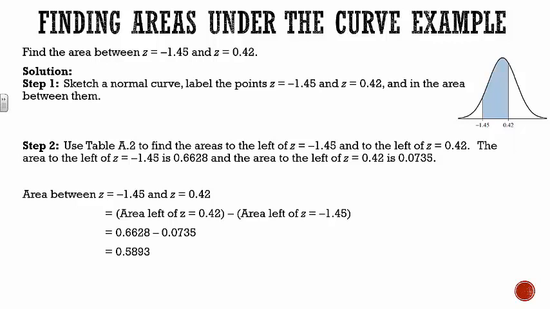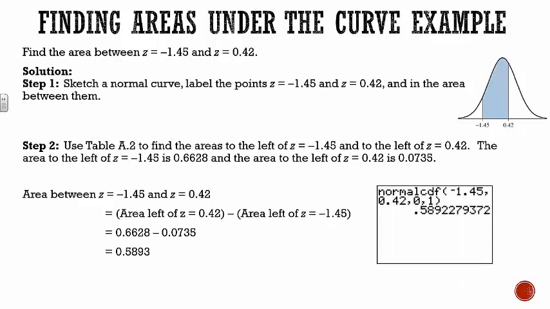Now for me, the calculator is a little bit easier. So what I would do is type in normal CDF, my lower bound, negative 1.45, comma, my upper bound, which is 0.42, comma, mean 0, standard deviation 1, and I get the same answer. Notice that the answer is slightly off. But just keep in mind the calculator is giving you the more accurate answer. So depending on whether you use the calculator or the table, your answer will be slightly different, but Connect Math will take either answer.